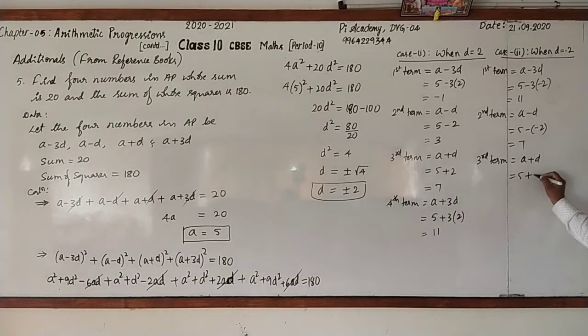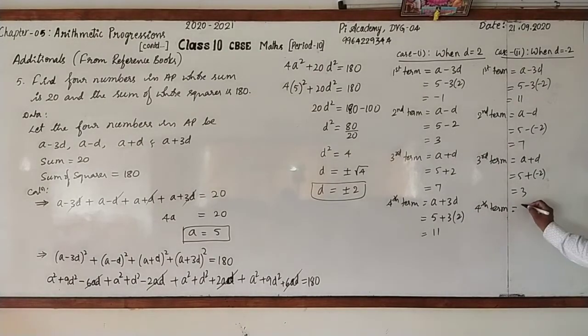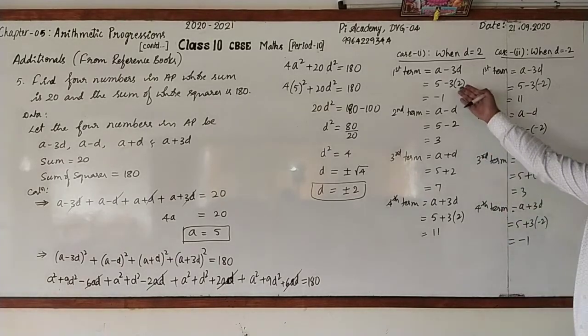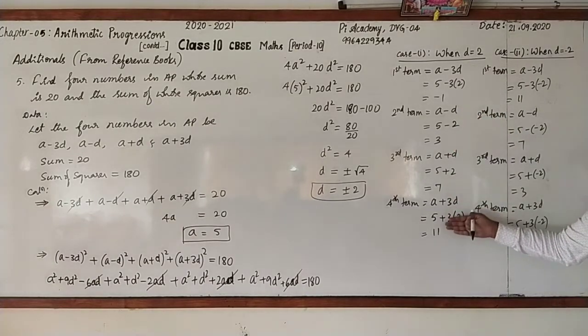It is 5 plus of minus 2 is 3. Next, the fourth term is a plus 3d. a is 5, plus 3 into d is minus 2, which is equal to 3 into minus 2, minus 6 plus 5, minus 1. See, minus 1, 3, 7, 11. Here 11, 7, 3, minus 1.